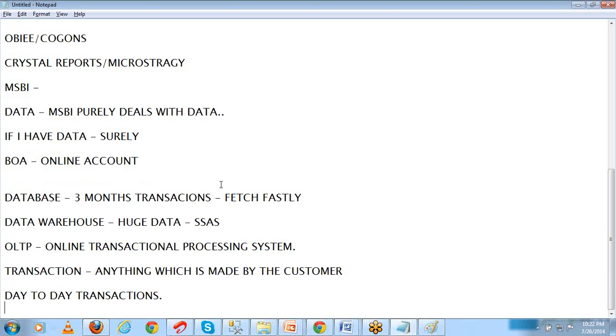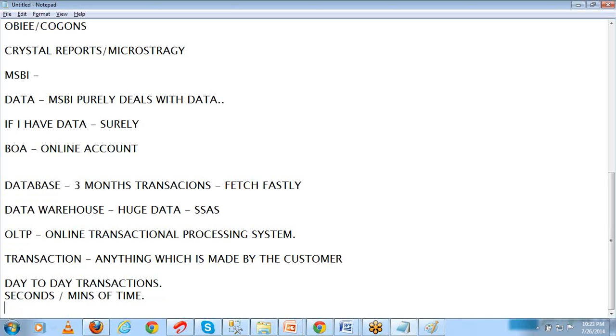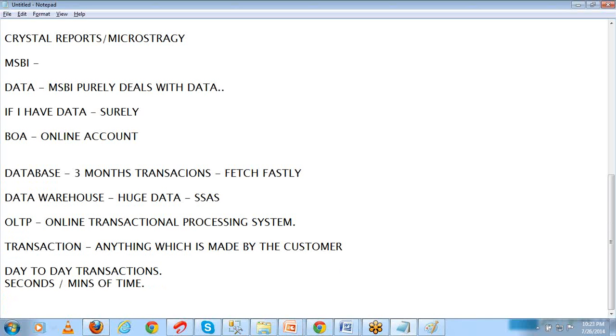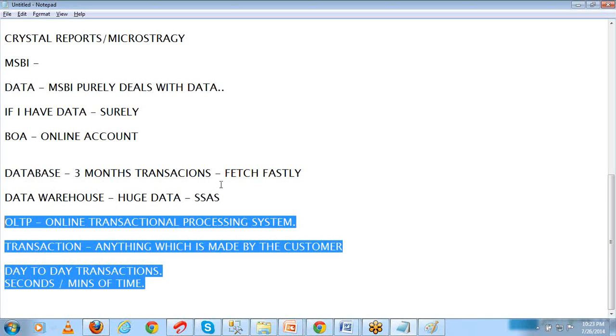So tell me how much time it will take to deposit an amount, to withdraw an amount, to buy a product in Flipkart, or any transaction, to buy a product in a shop. That is going to take seconds or minutes of time. So which is going to end in a very short span of time, that is OLTP.